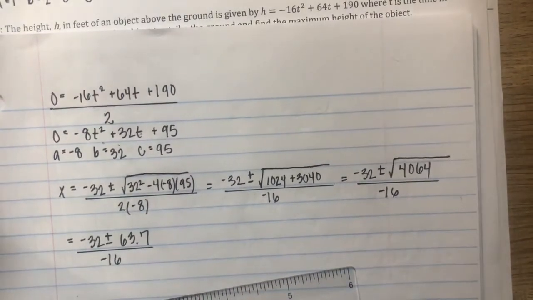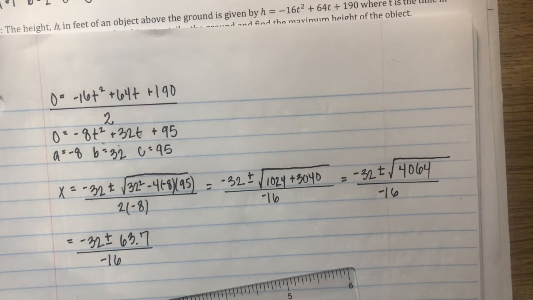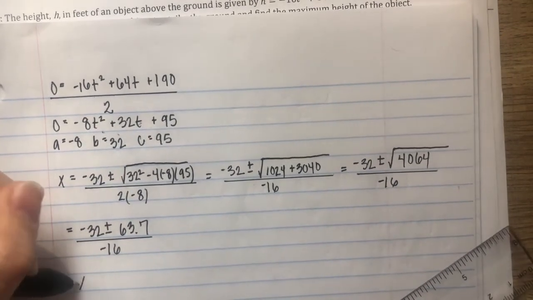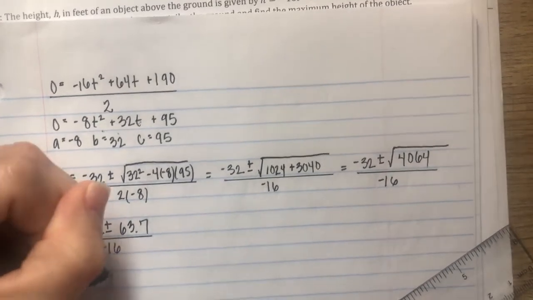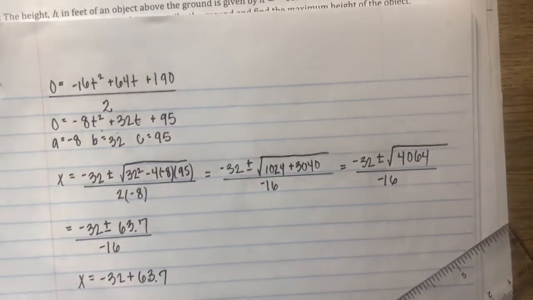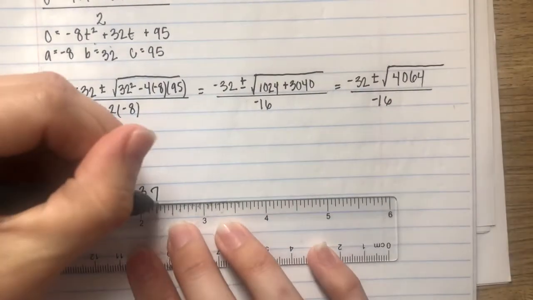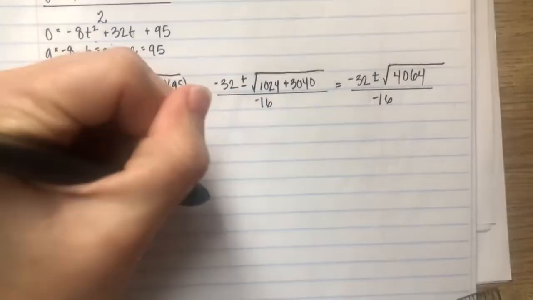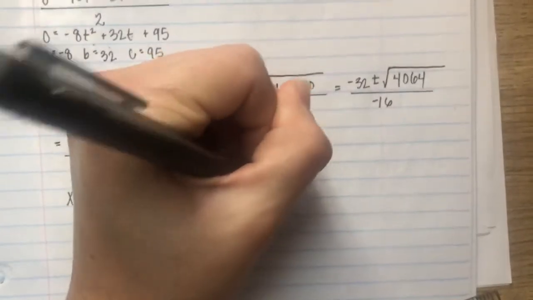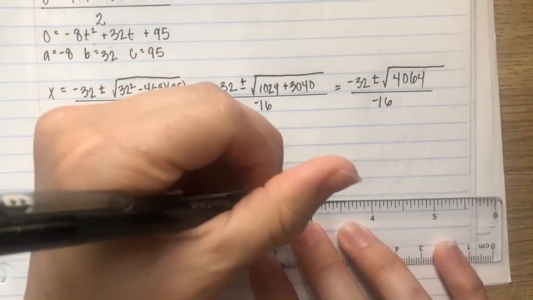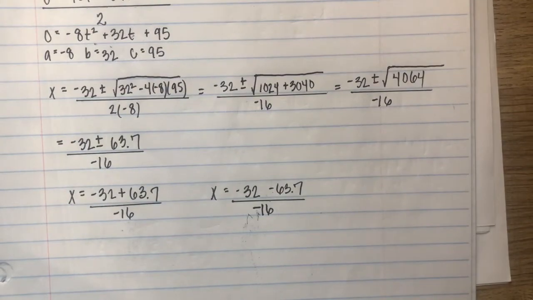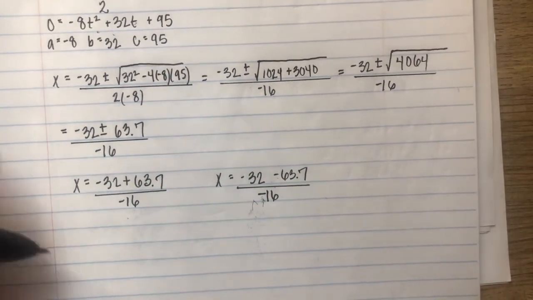And then from there you have to create two different equations, one with the plus 63.7 and one with the minus. So we'll do x equals negative 32 plus 63.7 over negative 16, and then x equals negative 32 minus 63.7 over negative 16. It is really important that you do both, because one of them isn't going to end up being valid, because it'll end up giving you a negative time.